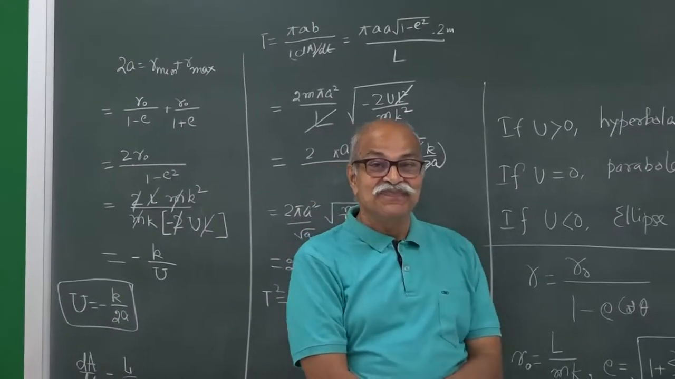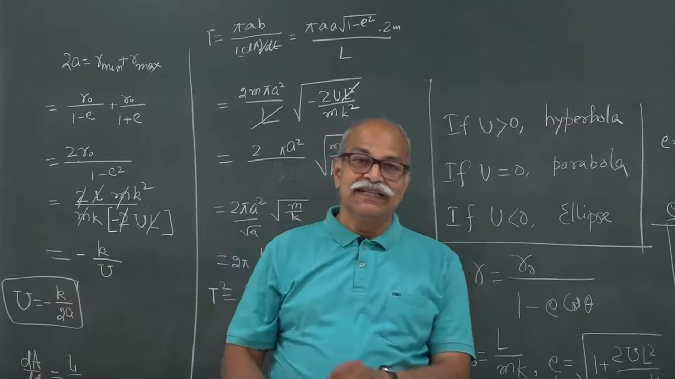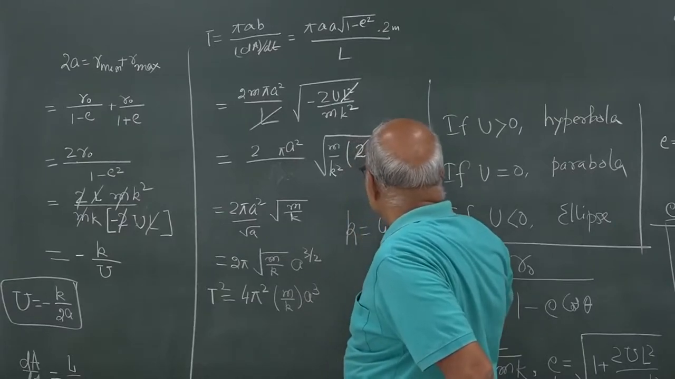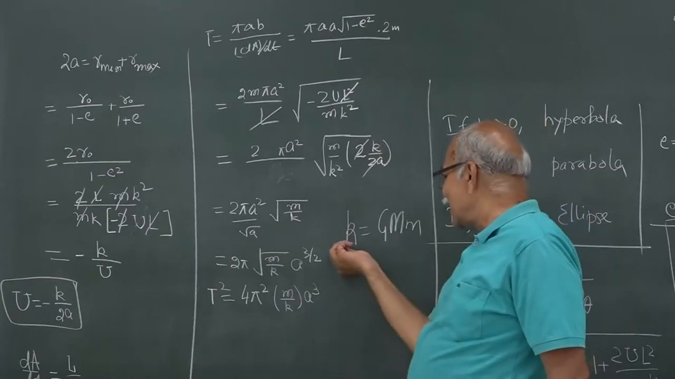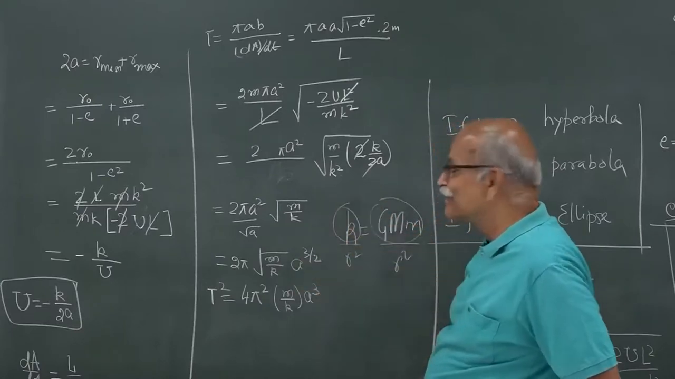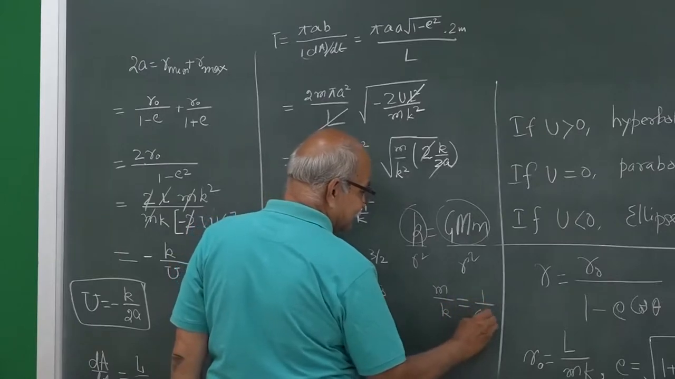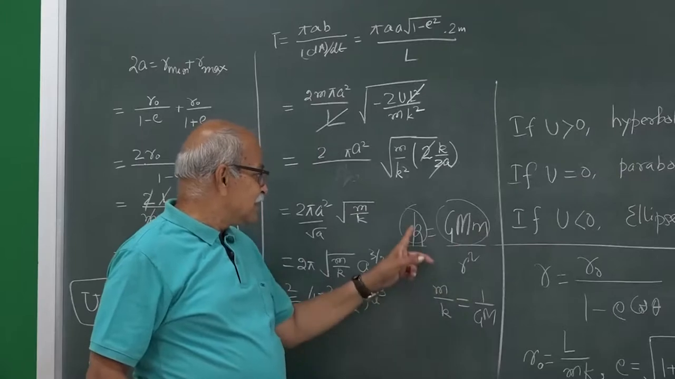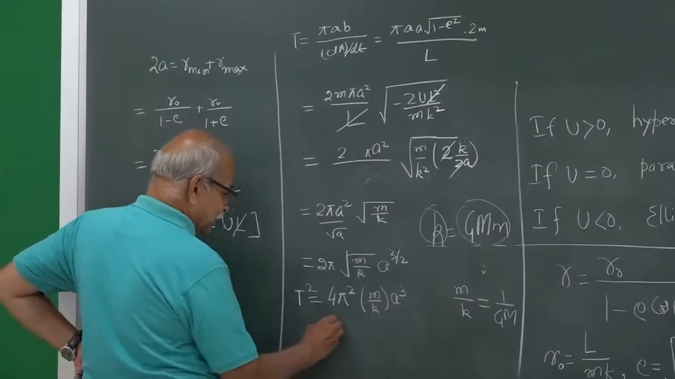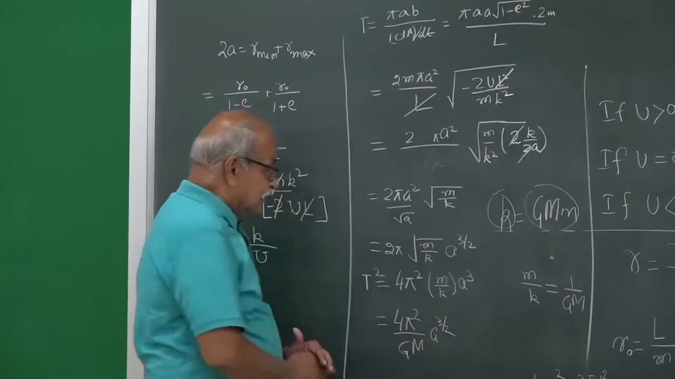So if you have a gravitational attractive inverse square law, sun and different planets, what is K? In that case, K is capital G M m. The force is K by R square, and the force is G M m by R square. So K is G M m. What is m by K? Small m divided by K is equal to 1 by capital G M. So this is 4 pi square divided by capital G capital M, a to the power 3 by 2. The mass of the particle has gone.